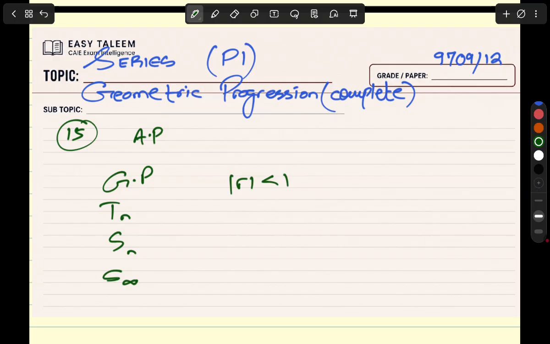So grab your notebook. This lecture is extremely important because GP appears not only inside the series chapter, but Cambridge quietly inserts them and combines them with logarithms, functions, trigonometry, and even modeling. So let's begin. Last lecture, we kept adding.